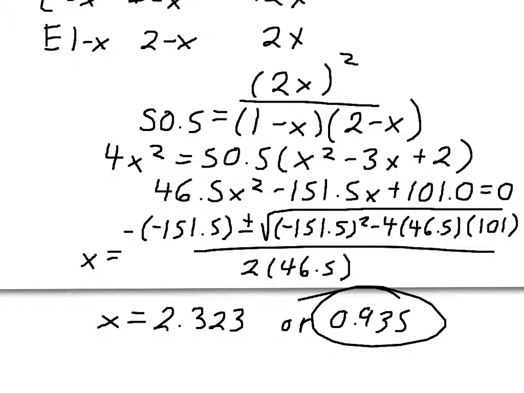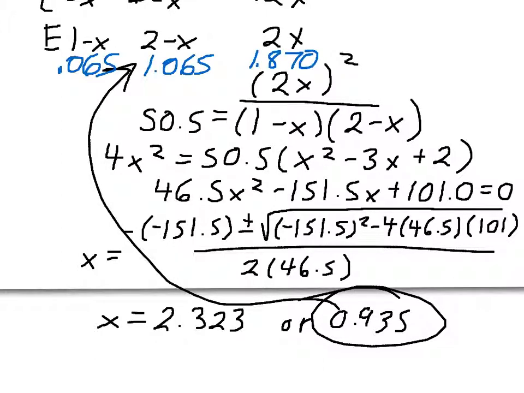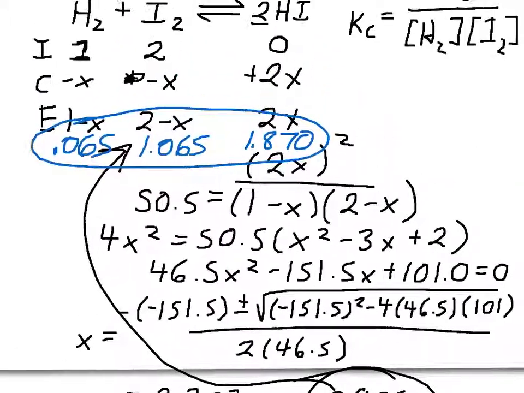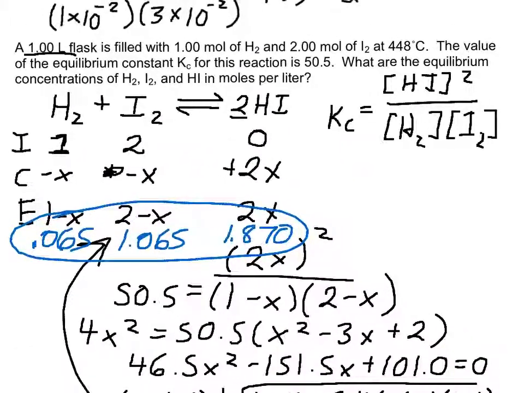To get our final answer, which is the equilibrium concentrations, I have to plug that x into this right over here. So if I do that, I get these numbers right here as my equilibrium values for my 3 substances. If I went ahead and plugged them back into my equilibrium expression right here, I should get 50.5. And if I do, that means that I probably did it right.